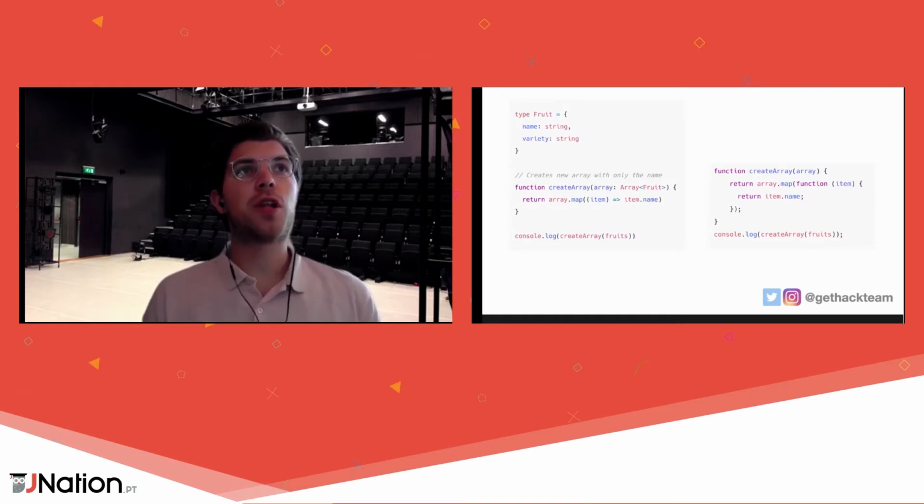If we look on the left, you can actually see TypeScript code. You can see we have a type called Fruit. It has two fields, name and variety. They're both strings. And we have a function called createArray. In this function, we're going to use this type for the input, and actually we should have used a type for the output as well, but clearly I forgot, or maybe I don't want my code to be fully typed.